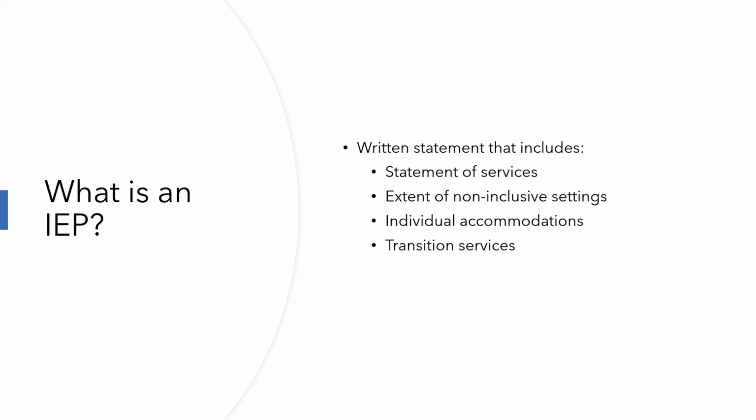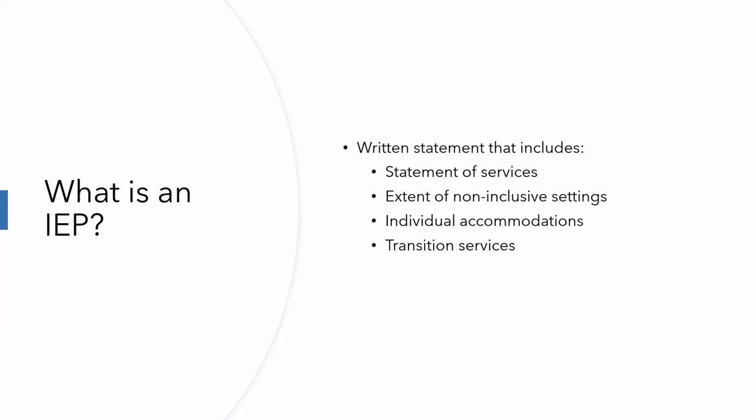Other portions include a statement of special education and related services, supplementary aids and services, program modifications, or supports for school personnel. There should be a statement about the projected start date, anticipated frequency, location, and duration of these services and modifications as well. And lastly, the IEP needs to include all of the accommodations necessary to measure achievement and performance and why the IEP team chose alternate assessments.